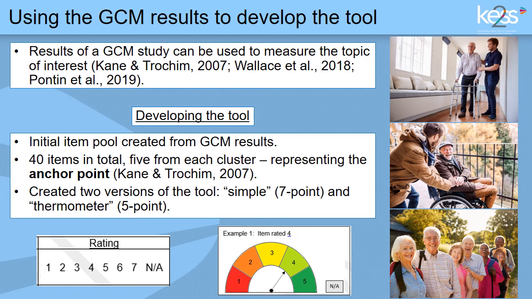40 items were selected in total, 5 from each of the 8 clusters. Statements representing the anchor point within each of the 8 clusters were selected, as these are thought to be a good representation of content within their vicinity on the cluster map. I created 2 versions of the tool, a simple 7-point Likert scale and a thermometer style 5-point scale.